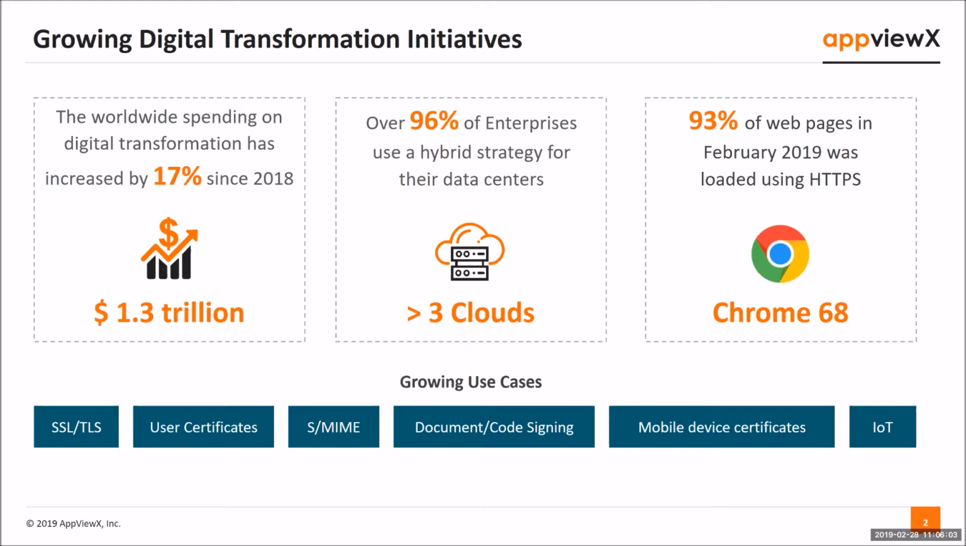And then there are the web pages. We get it from the browser trends that the number of HTTPS web pages, which are the secure web pages, is increasing. It's pretty close to 93%, which means the majority of sites are now leveraging HTTPS, which means there are a lot more certificates out in the world.